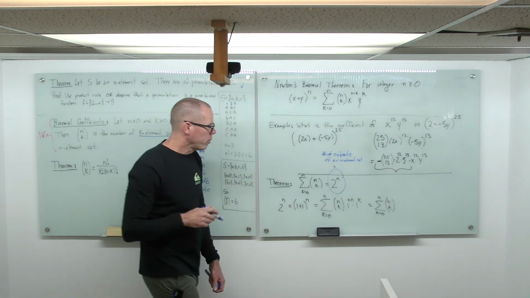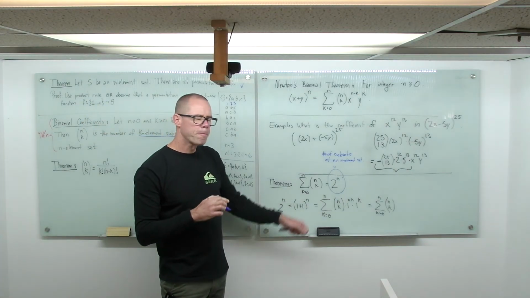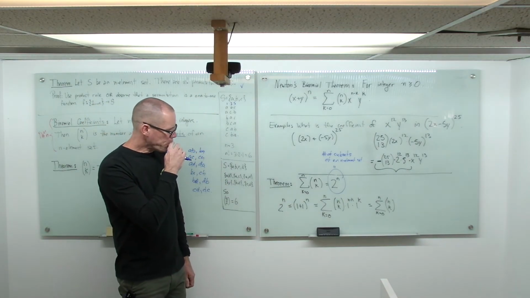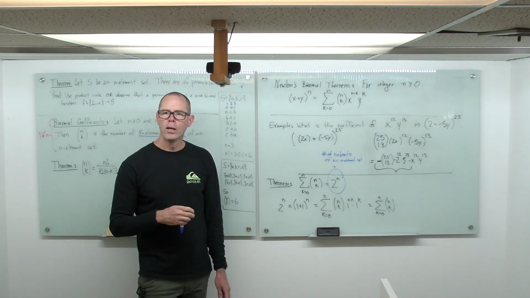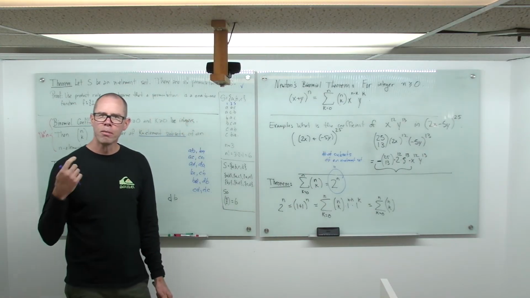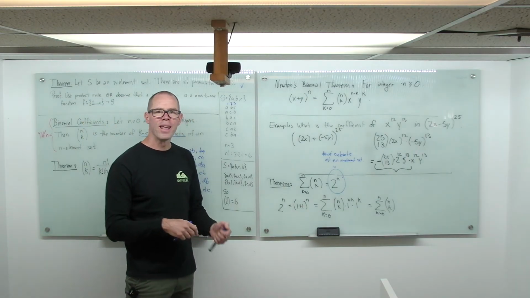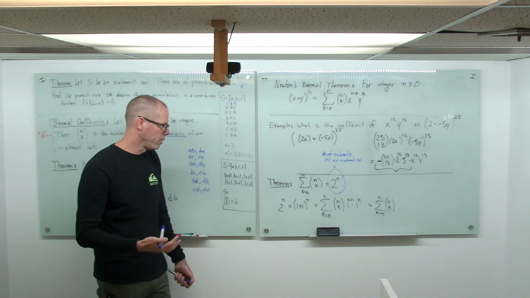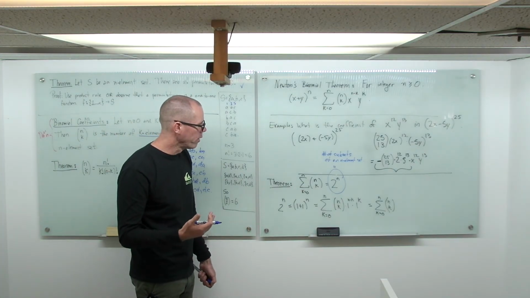So that's another something we saw. The number of subsets of an n-element set is 2 to the n. Now, n choose 0 is the number of subsets of an n-element set of size 0. N choose 1 is the number of subsets that have size 1. N choose 2 is the number that have size 2, and so on.